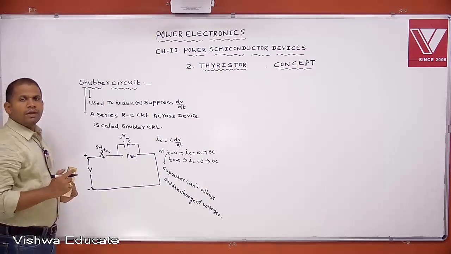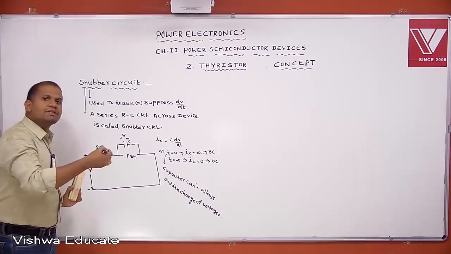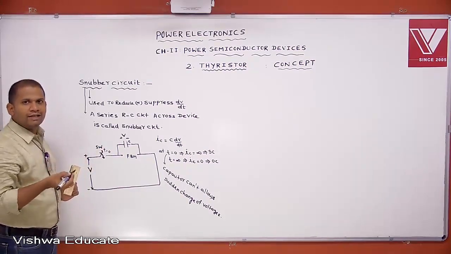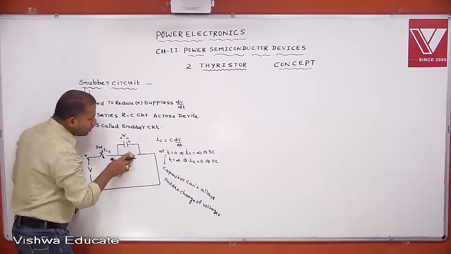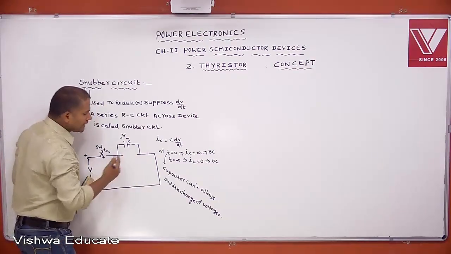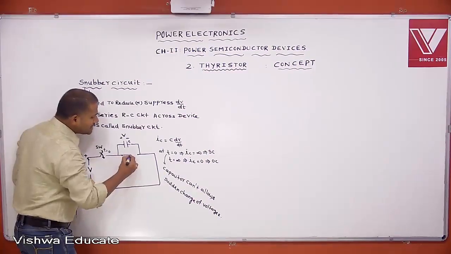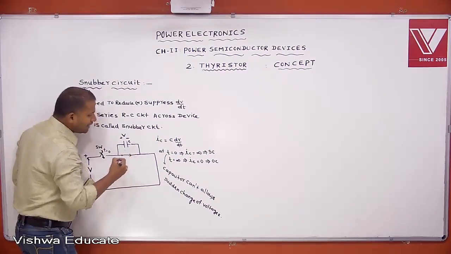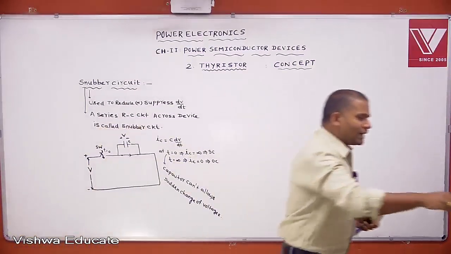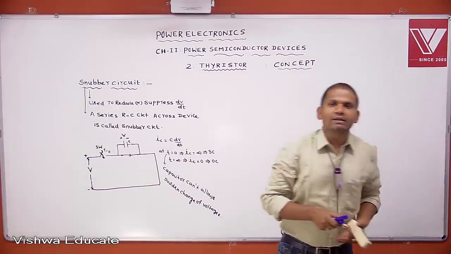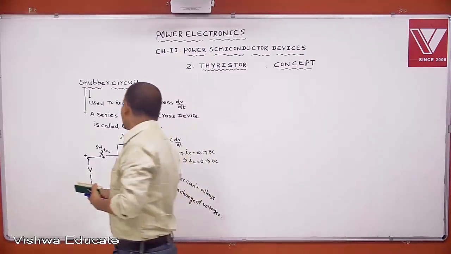Now, if a triggering pulse is applied to the thyristor, the thyristor starts the conduction. Now we are applying the triggering pulse to the thyristor. If any triggering pulse is applied to the thyristor, what happens? The thyristor starts the conduction.